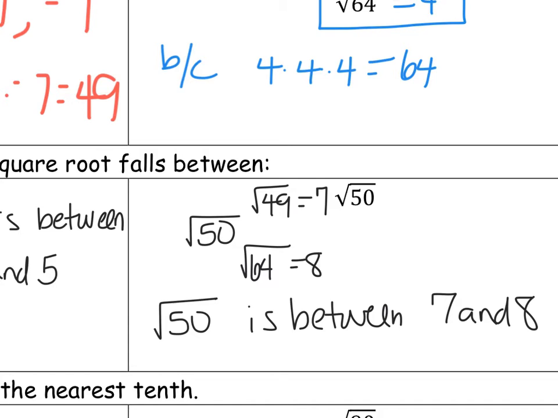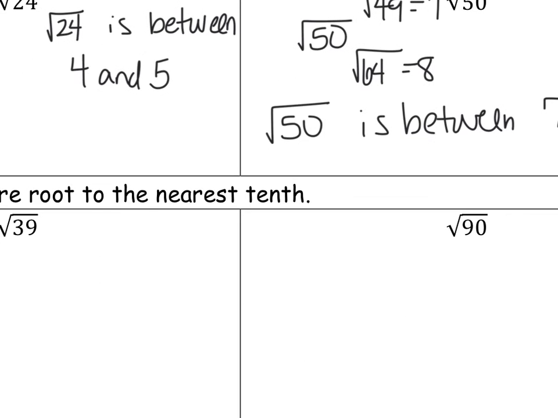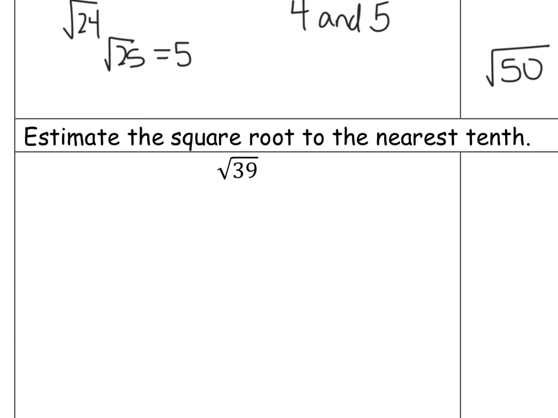So the next two are asking us to estimate the square root to the nearest tenth. So what if we want to know more than just where the square root falls between, like the square root of 39? Again, the square root of 39 is not on our list of perfect squares. So when we go back up to our list, the square root of 39 is somewhere between the square root of 36, which is 6, and the square root of 49, which is 7. So we know the square root of 39 is between 6 and 7.